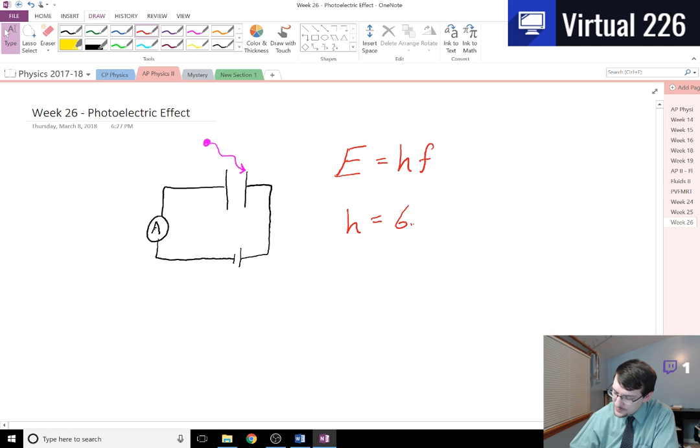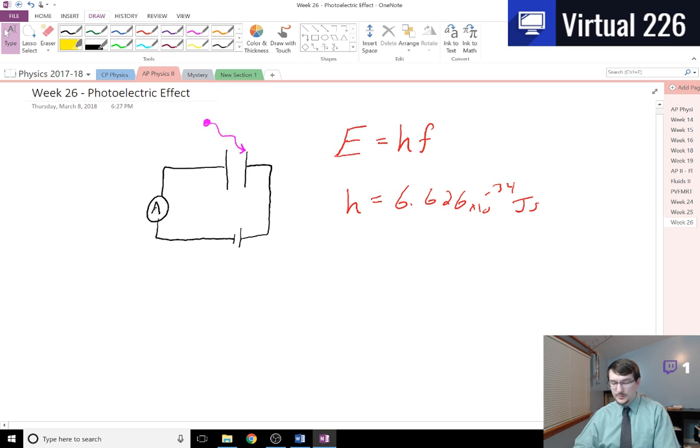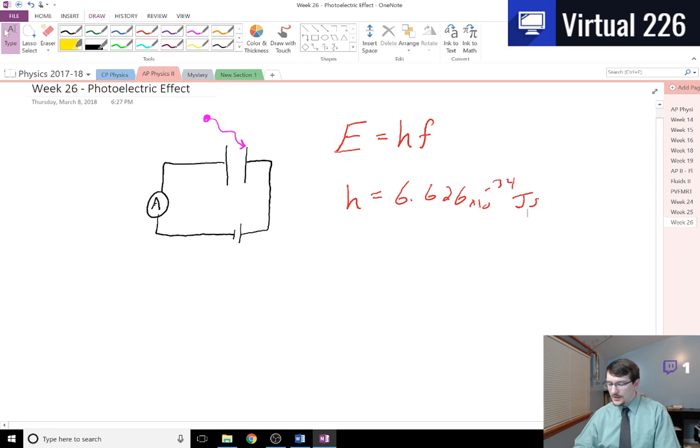But it is 6.626 times 10 to the negative 34 joule seconds. That's Planck's constant there. Kind of a very small number, but a very useful number. As it turns out, Planck is right despite a bunch of scientists thinking he's wrong. And Einstein, as a result, is right with his photoelectric effect.